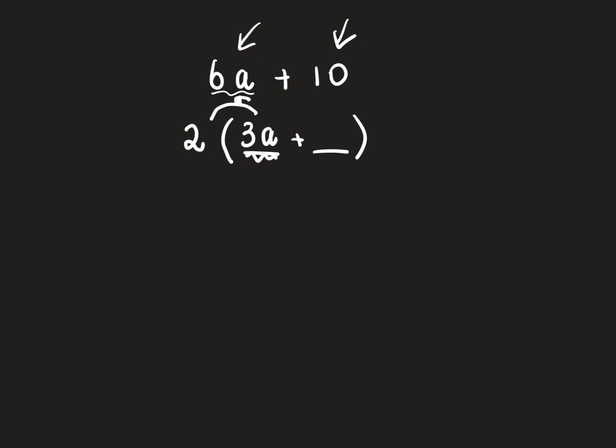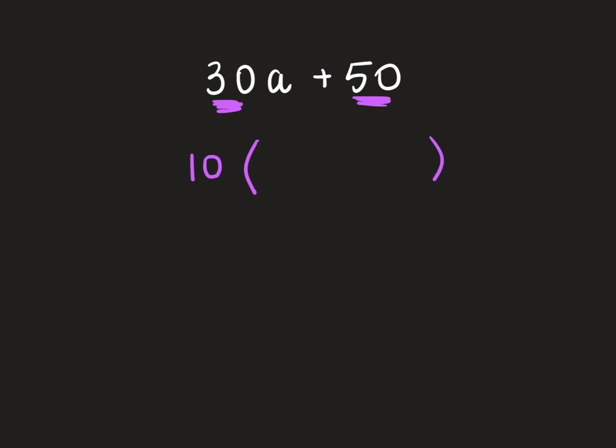2 lots of what will give me 10? 2 lots of 5 will give me 10. So 6a plus 10 is 2 lots of 3a plus 5. What about this one here? 30a plus 50. What I'm looking for is a common factor between 30 and 50. Can you guess what it is? I think it's 10. So it's going to be 10 lots of something plus something.